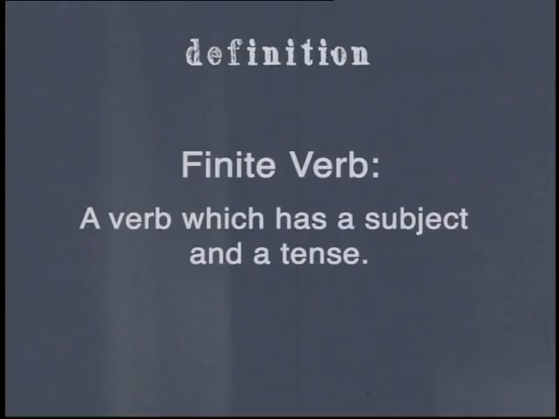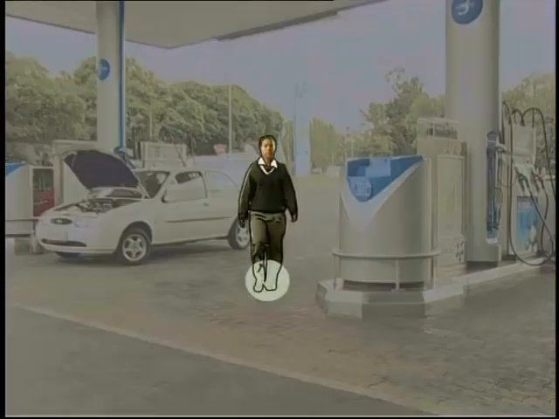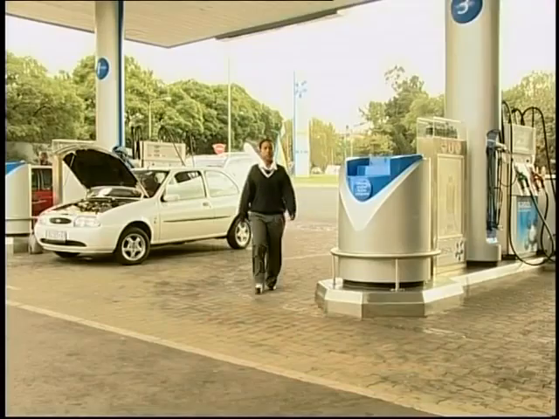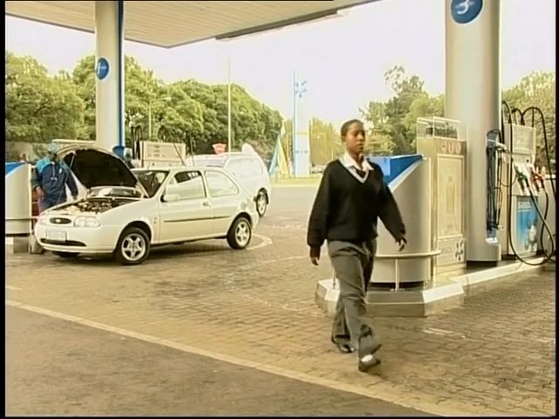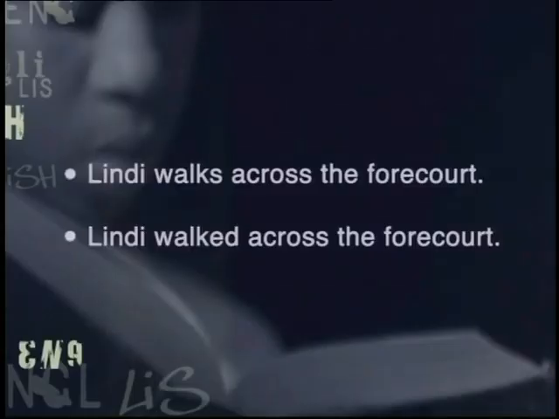A finite verb is a verb which has a subject and a tense. The word finite means that there is a limit to something. So a finite verb will refer to a particular time period. For example, Lindy walks across the forecourt. Can you see that the action of walking is happening right now? In the present tense. Lindy is walking. Lindy has finished walking. The action is over. It is in the past tense.